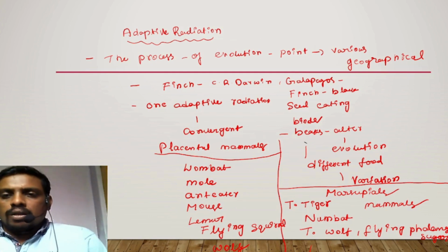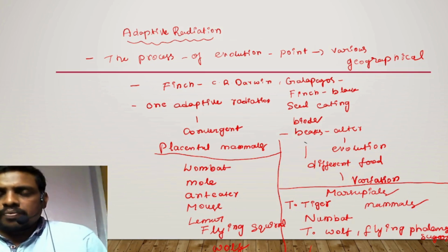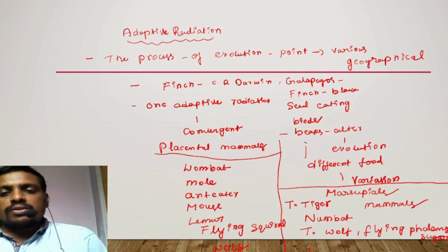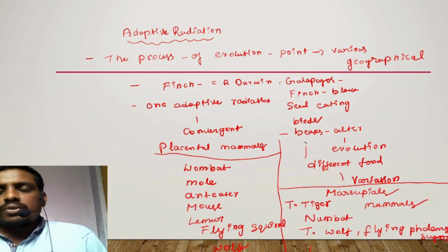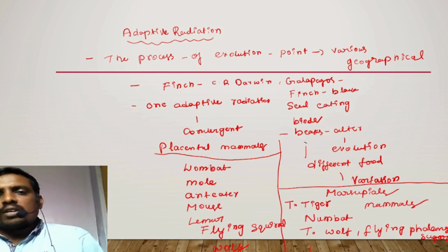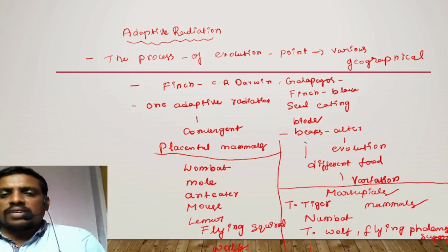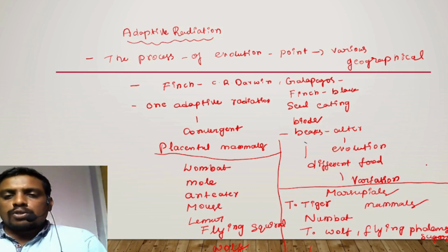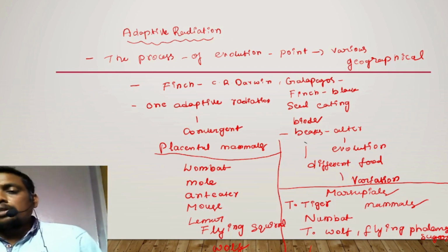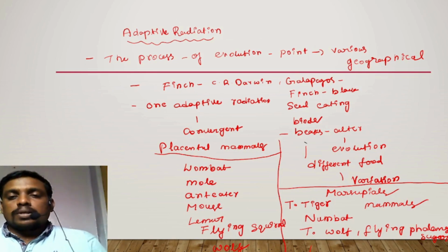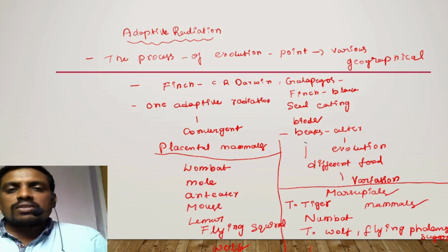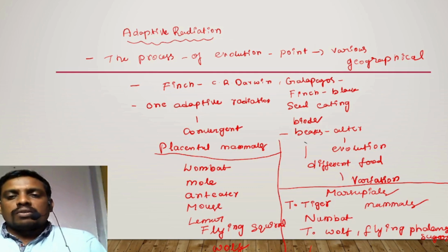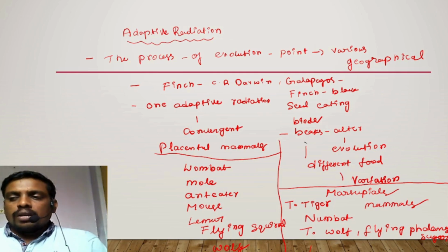Now these marsupials have a common ancestor, but because of various food habits and availability of natural resources in the specific area, they adapted new characters. They changed some of their morphological characters because of variation. This is about adaptive radiation.